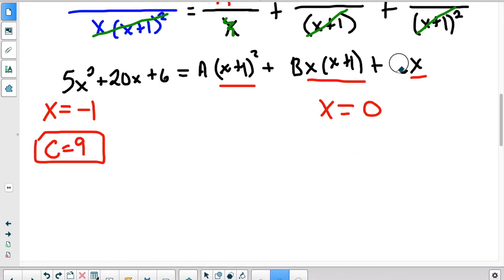C is 9. So when I plug in 0, I'm not going to plug in the letter C here. I'm just going to go on and plug in 9. I'm going to substitute that back in.